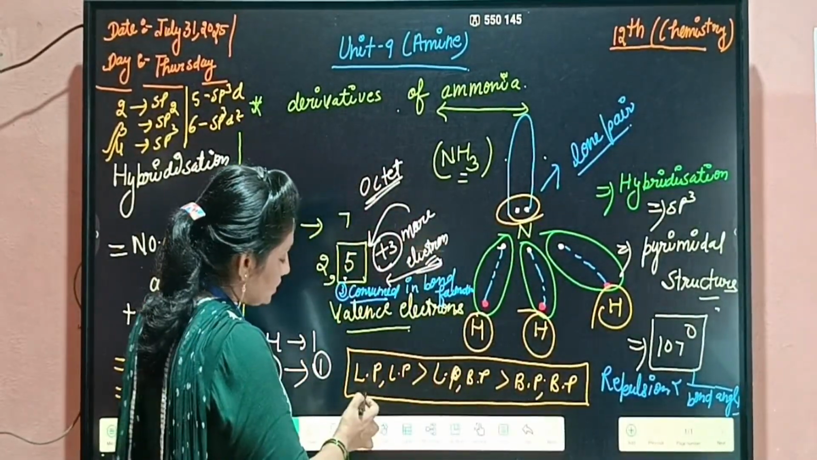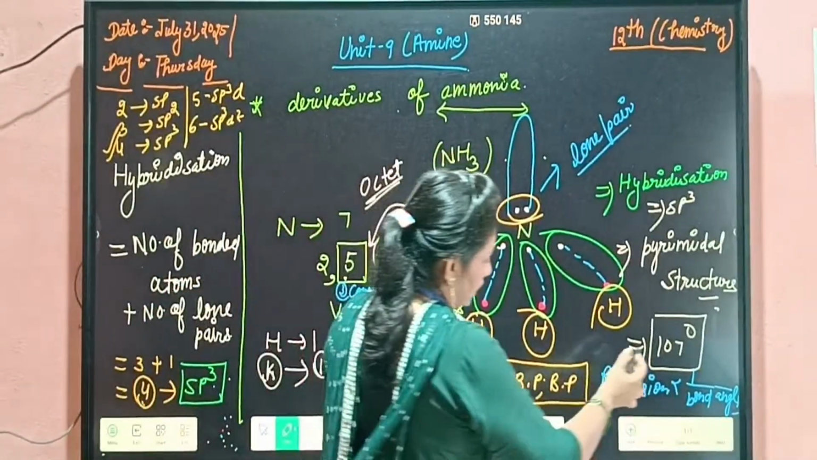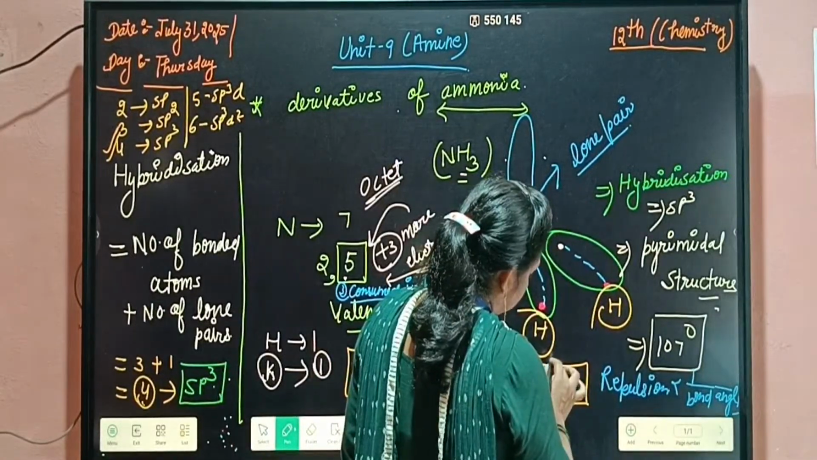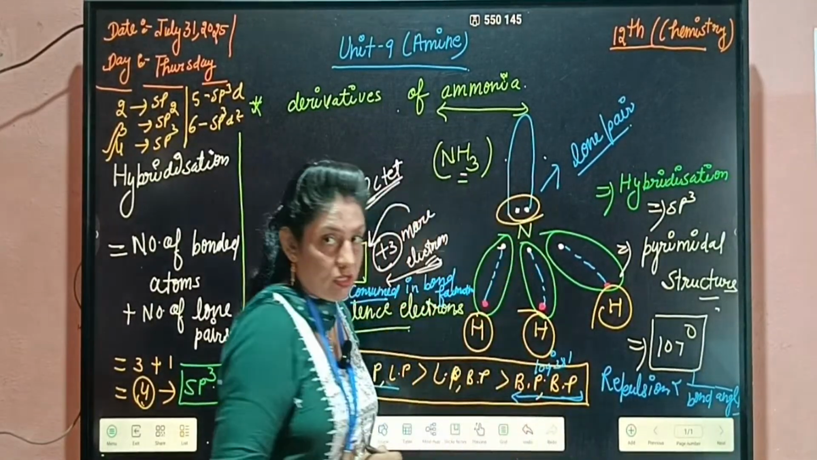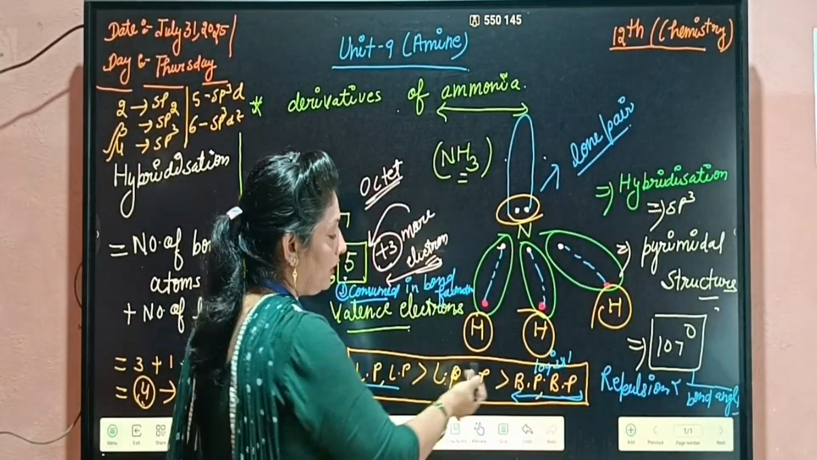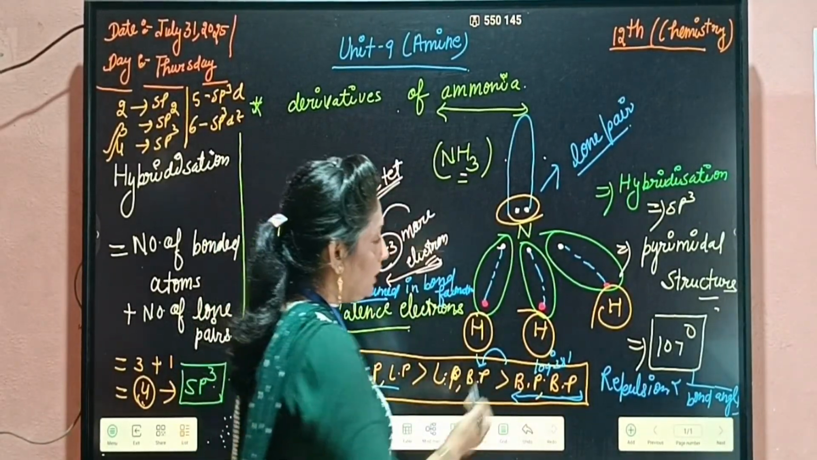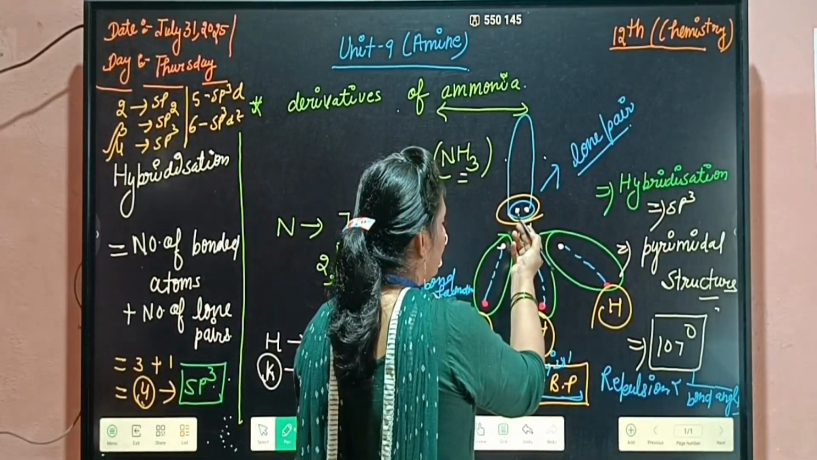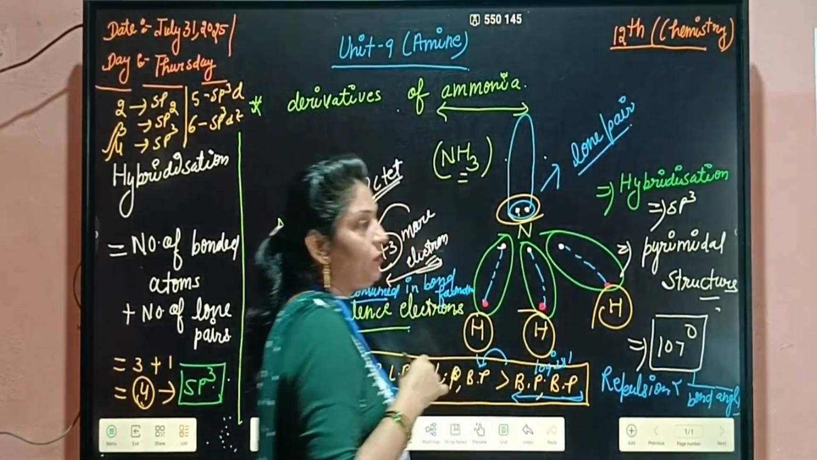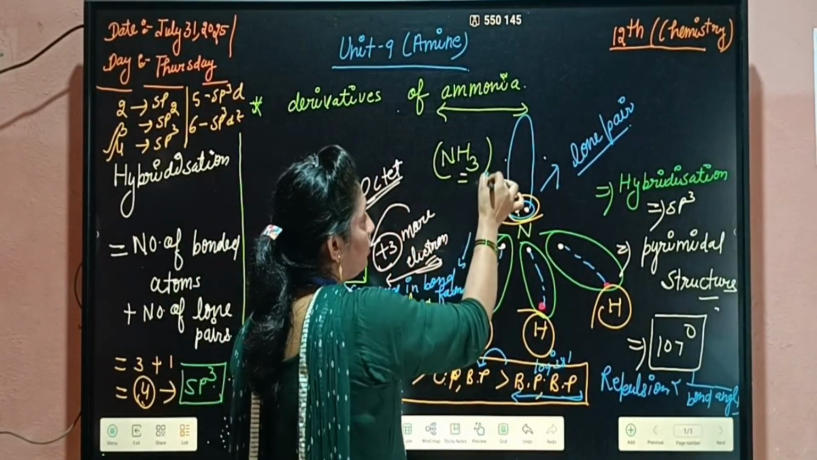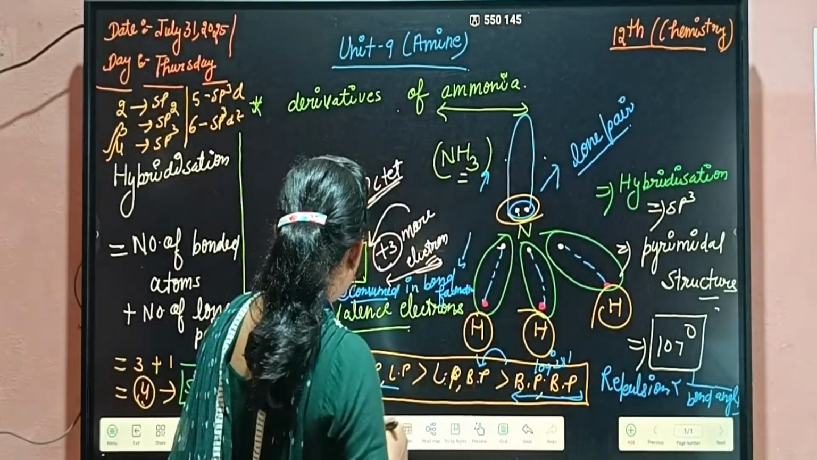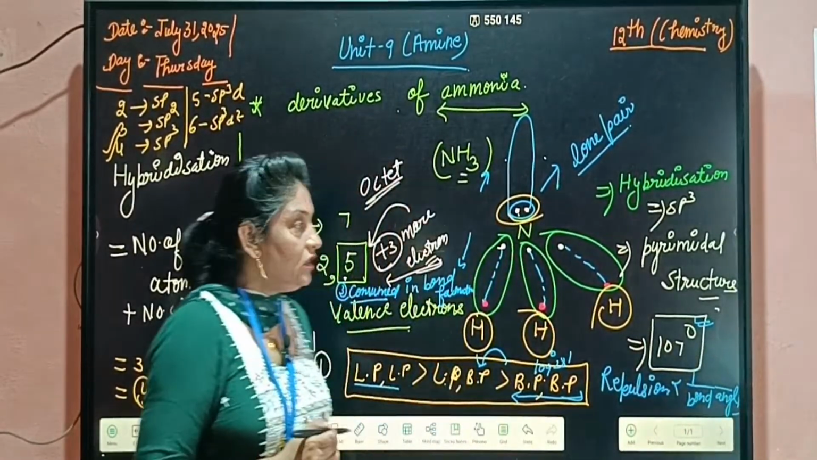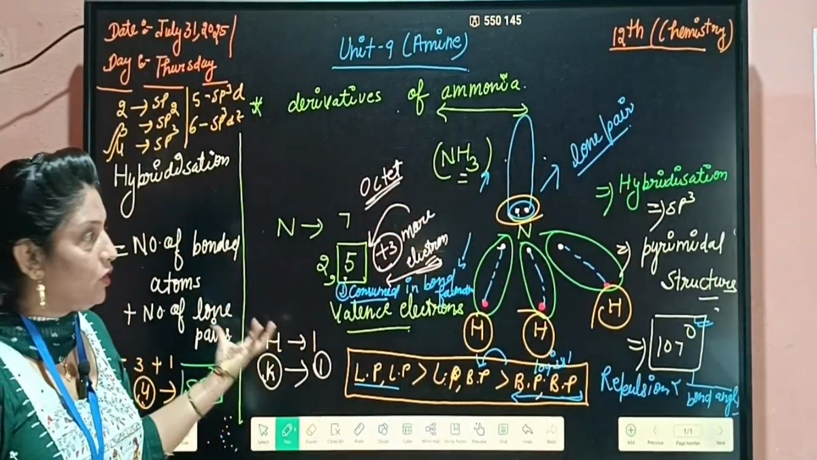So you can see, if there is no lone pair, then the angle will be 109 degree 28 minutes. But if any lone pair is there, then that angle will decrease. In case of ammonia, one lone pair is there, so lone pair bond pair repulsion will be there. That's why this angle will decrease, and that angle is 107 degree. This is all about ammonia.